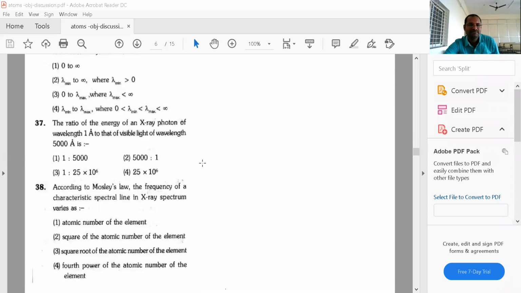Question number 37. The ratio of energy of an X-ray photon of wavelength 1 angstrom to visible light of wavelength 5000 angstrom. The X-ray photon has a wavelength of 1 angstrom, and the wavelength of visible light is 5000 angstrom.